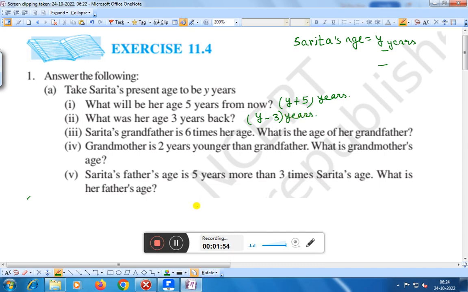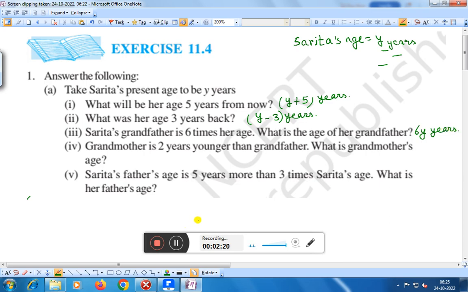Now, question number 3. Sarita's grandfather is 6 times her age. What is the age of her grandfather? 6 times her age. Her present age is y years. Therefore, her grandfather's age will be 6y years. Right?